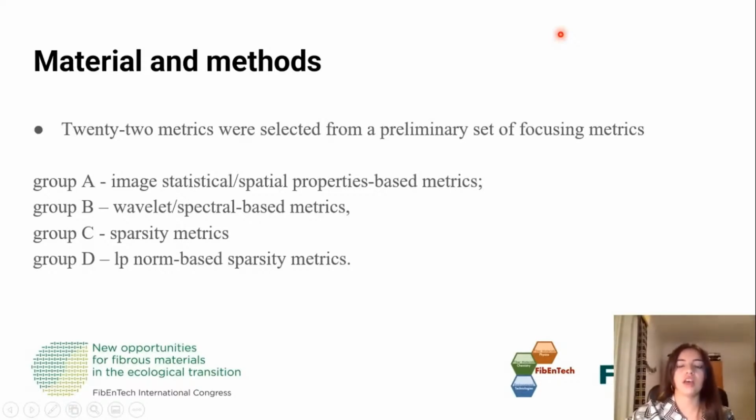22 metrics were selected from a preliminary set of focusing metrics that performed well in phase-shifting digital holograms and the study concerning sparsity metrics. Furthermore, these metrics were grouped in 4 categories according to their mathematical similarities. Group A, with image statistical or spatial properties-based metrics. Group B, with wavelet or spectral-based metrics. Group C, sparsity metrics. And Group D, LP norm-based sparsity metrics.